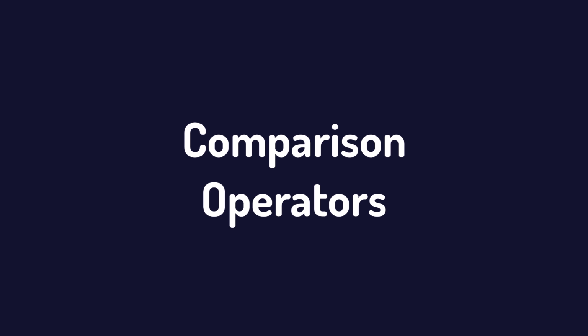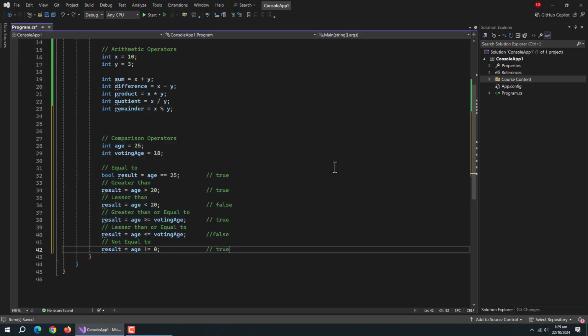Next are the comparison operators. Comparison operators help you compare values. They always give you a true or false result. The equals operator checks if two values are the same. Greater than and less than operators check whether values are greater or lesser than the other value. Greater than or equal to and less than or equal to check whether values are greater than or equal to the other value, or lesser than or equal to the other value. Not equals checks if values are not equal.